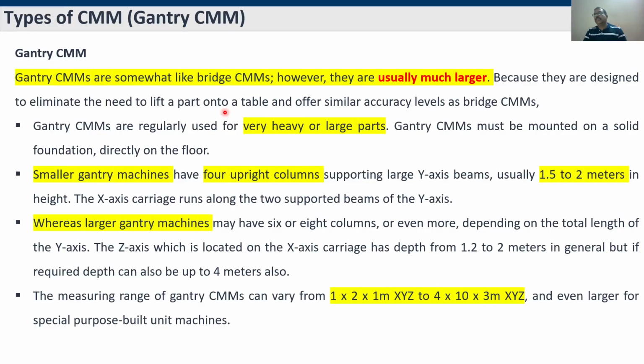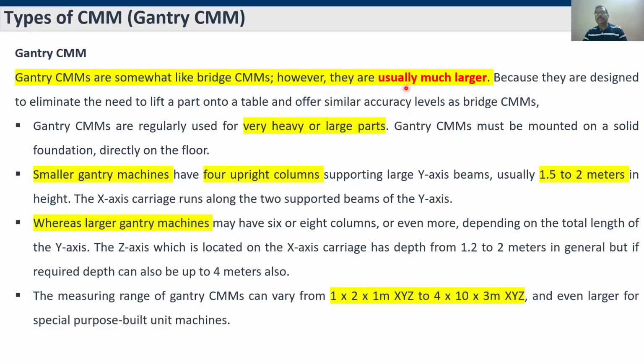Then the next one is the gantry type CMM. It is almost similar to a bridge type CMM. However, it is bigger in size, much bigger compared with the bridge type. This gantry type is much bigger, mostly used in automobile industries.